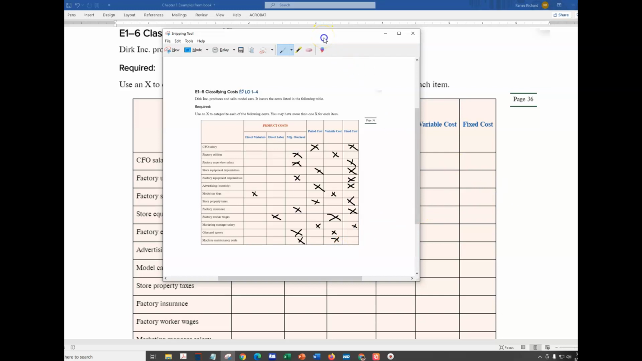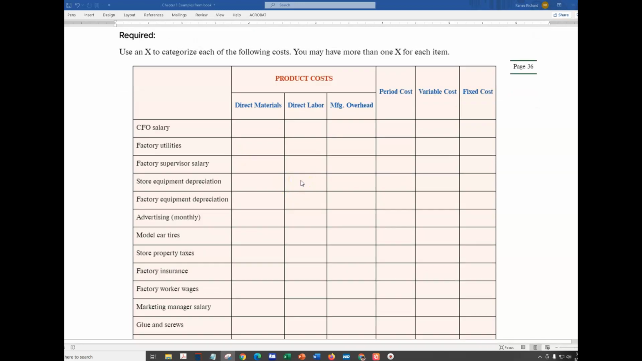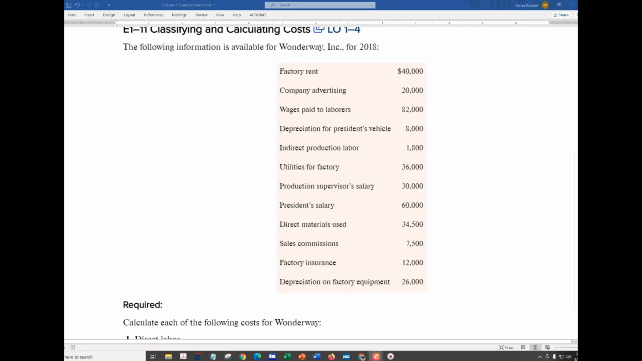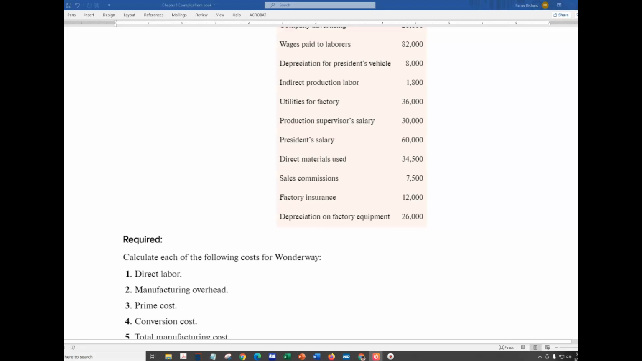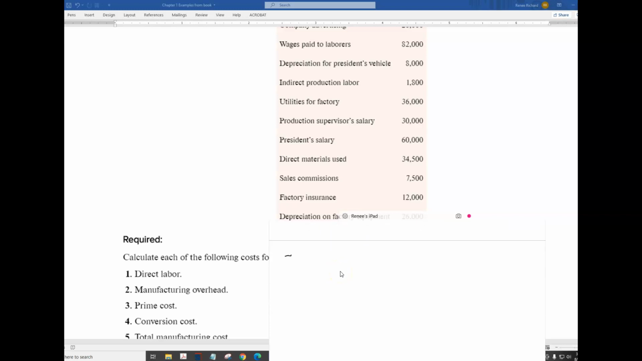All right. So that's classifying costs. One more example where we add everything up just for some more practice. So we have this information for Wonderway. We have factory rent, we have company advertising, wages paid to laborers, and so on and so forth. We're asked to compute each of the costs. So we'll start with direct labor. This is E1-11. The first one, direct labor.